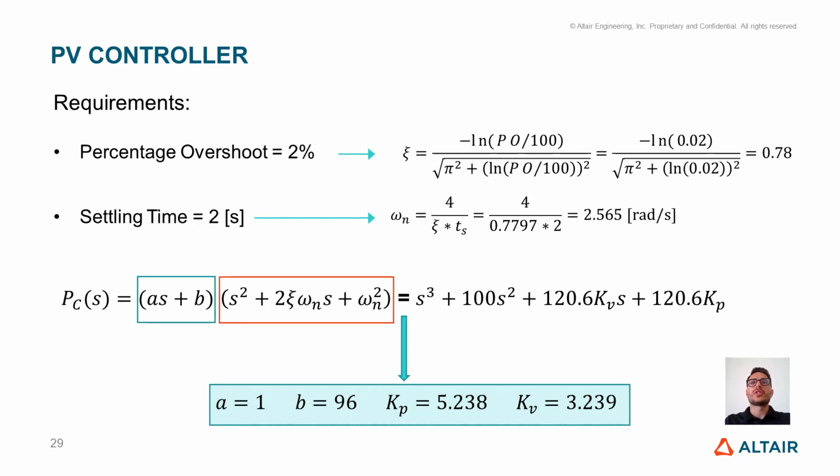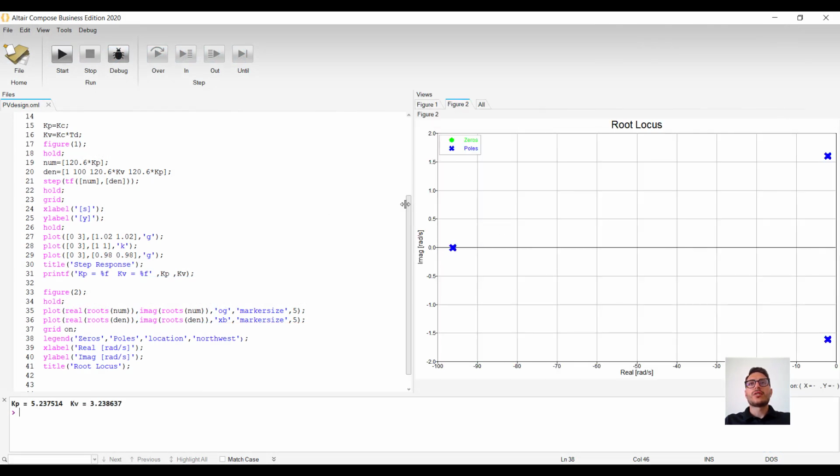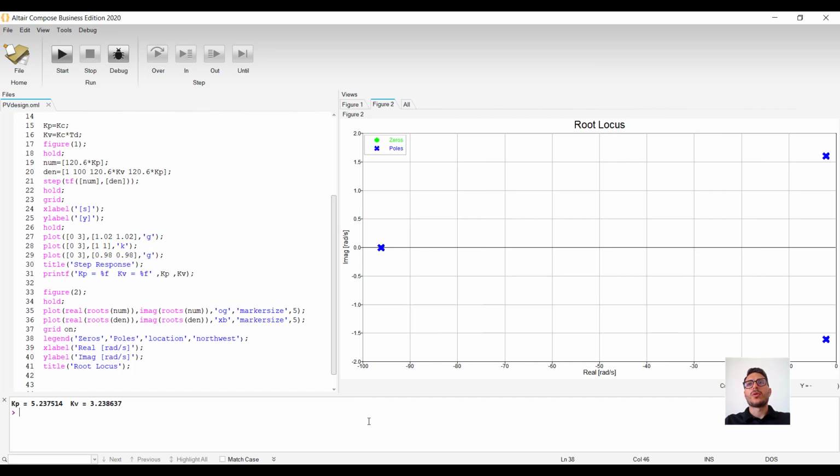Also here, all the computation has been done in Compose. So let's open the script and let's run it. From the root locus, we can see that there are 3 poles and no 0. Since the characteristic polynomial is the same as the PD controller, also the poles are the same. Hence, we can make the same considerations.